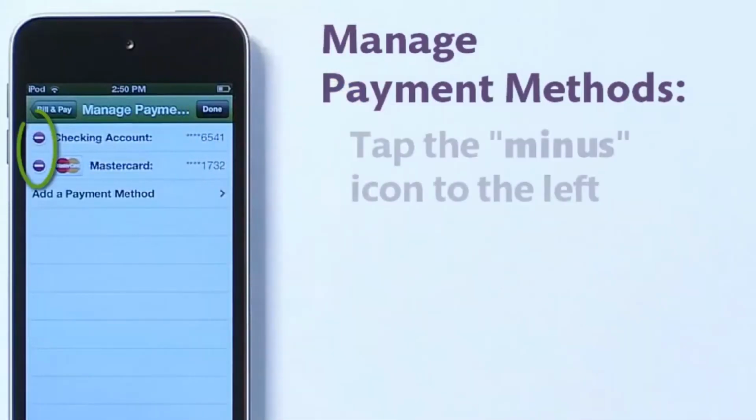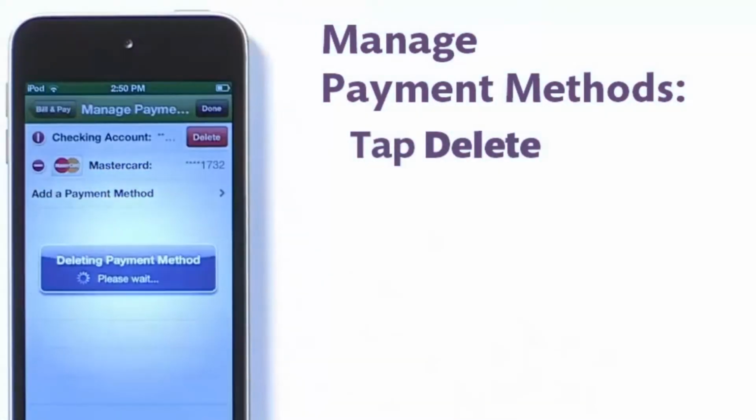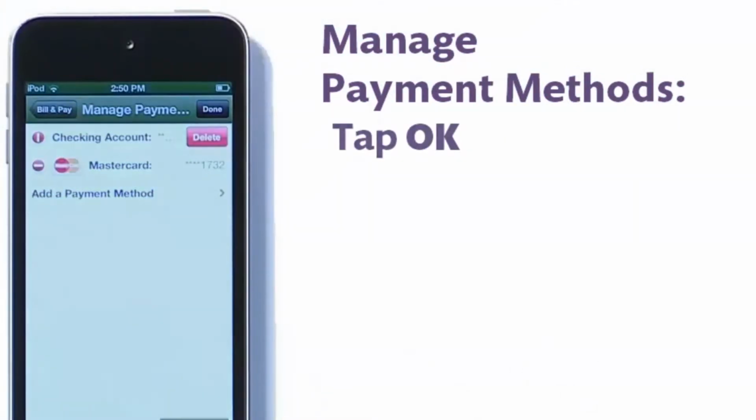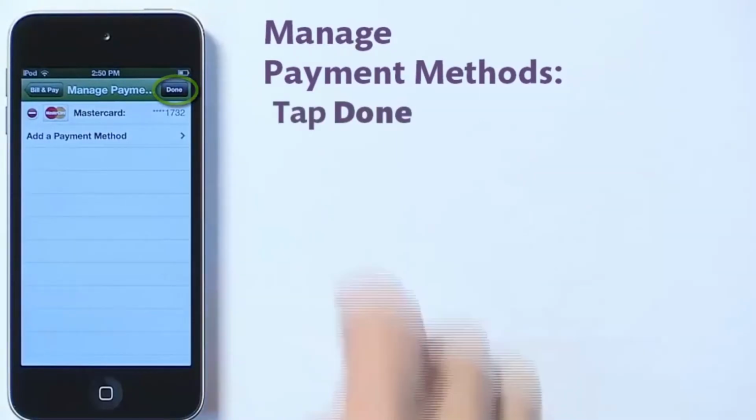Deleting an existing payment method is even easier. Just tap the Edit button in the top right corner. Tap the minus sign to the left of the payment method you wish to delete. Tap the Delete button to the right. A success message displays, requiring you to tap OK, and the deleted payment method is removed from the Payment Methods table. Tap Done to exit edit mode.